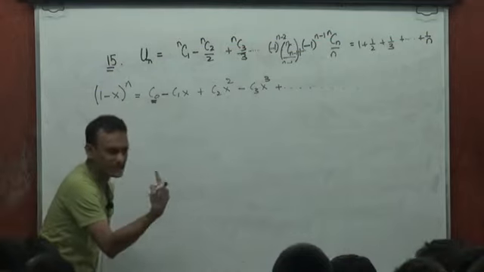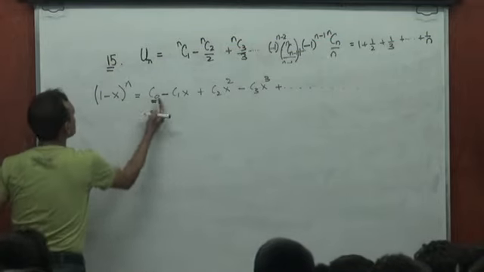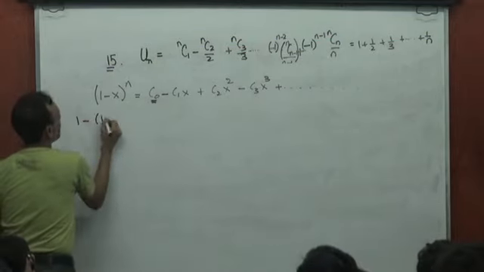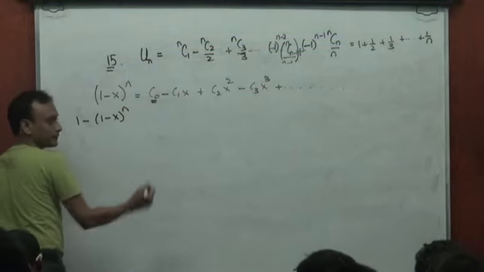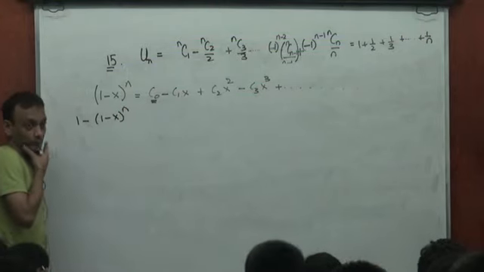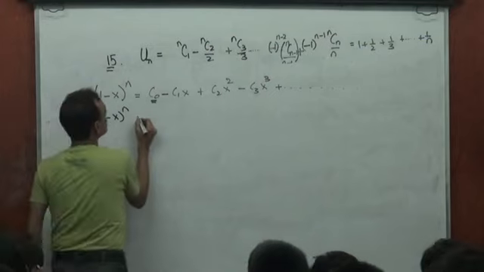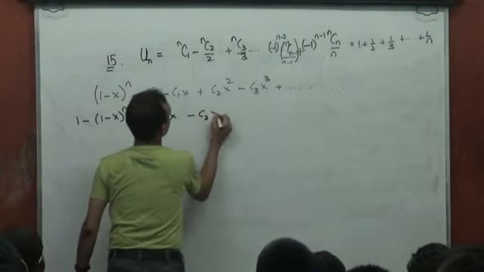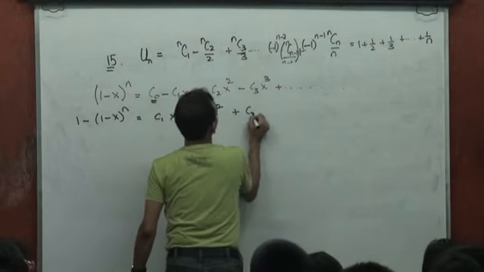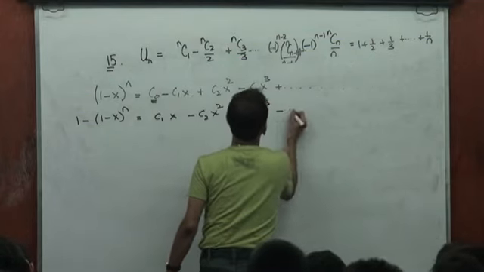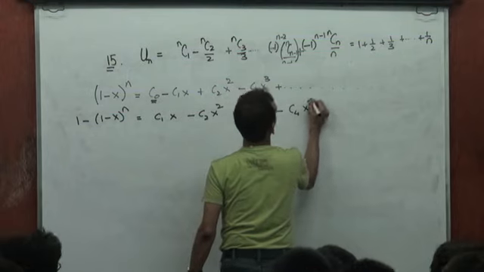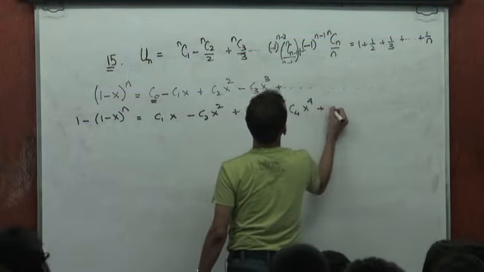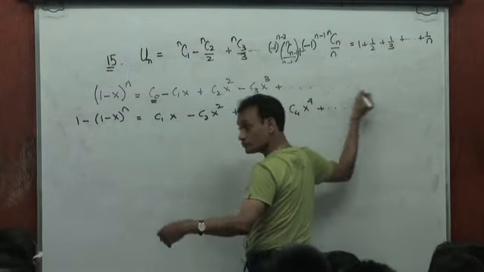c0 is 1. Realize that c0 is 1. So (1 minus x) to the power n is equal to c1x minus c2x squared plus c3x cubed and so on and so forth.